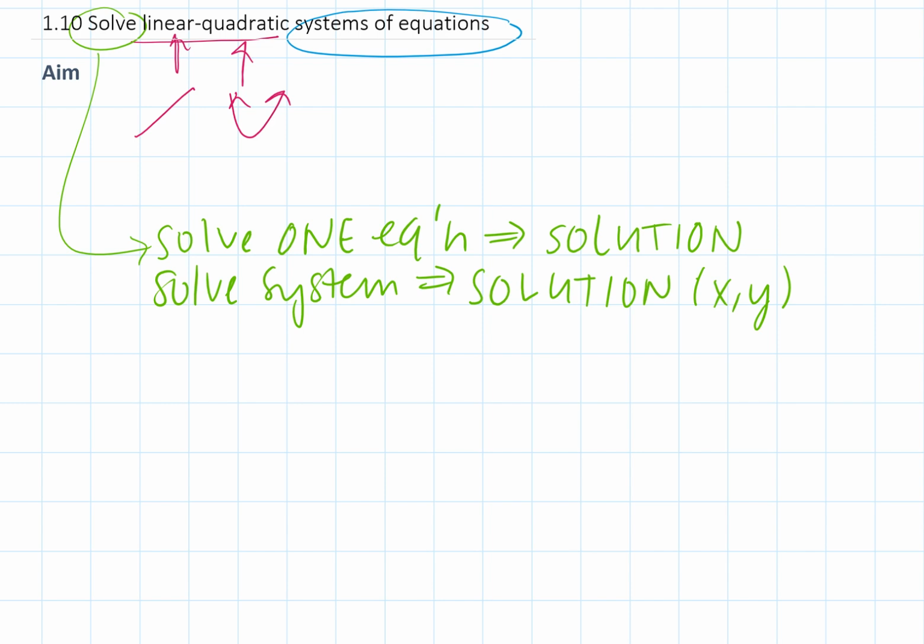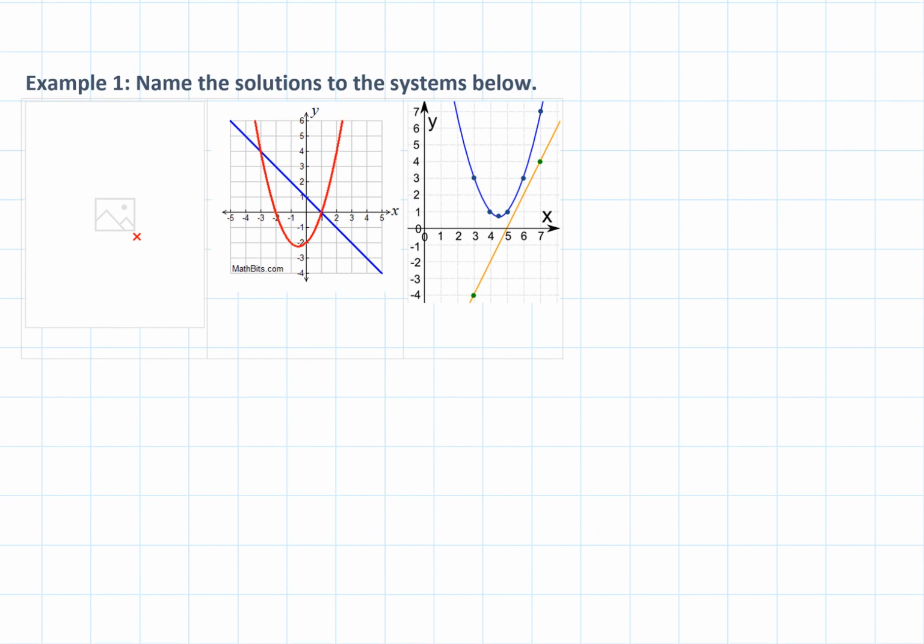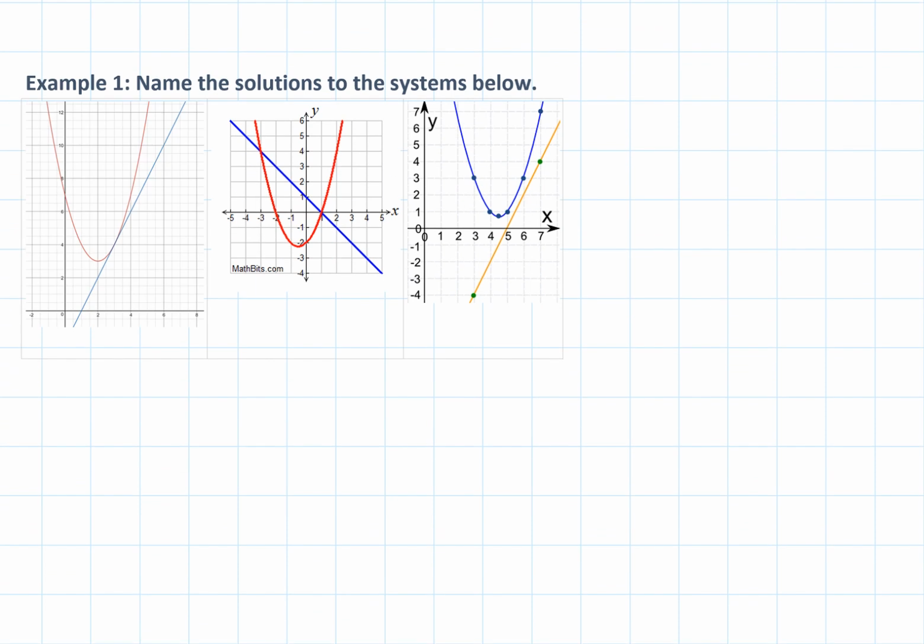So we're using these words solve and solution in different ways, depending if you're solving one equation or if you're solving a system of equations. Okay, let's get started. First, name the solutions to the systems below. Well, graphically, we know a solution is a point where the functions intersect. So this example is easy. It has two solutions. One is at (-3, 4), and the other is at (1, 0), these points of intersection.